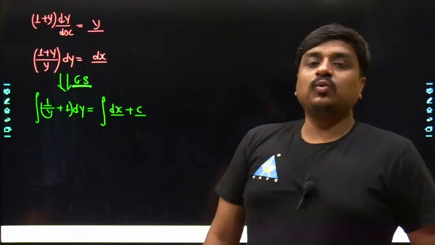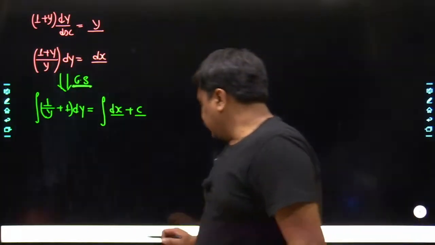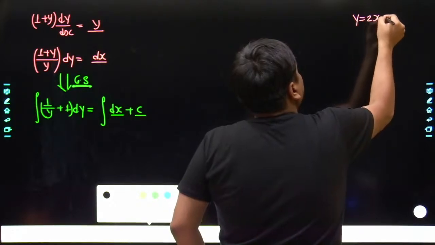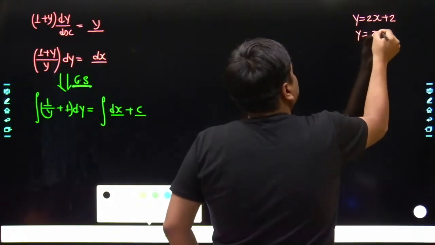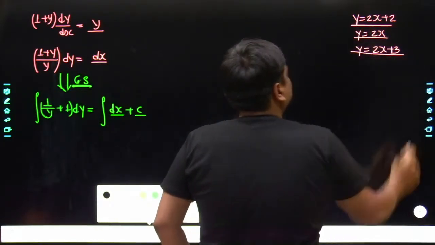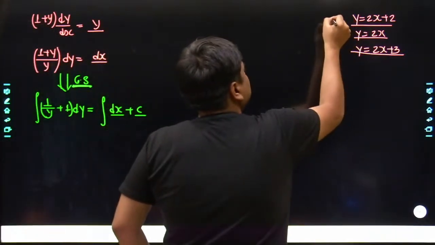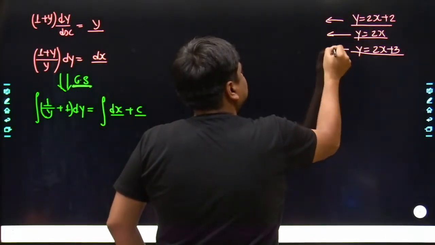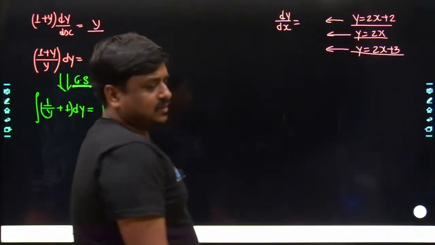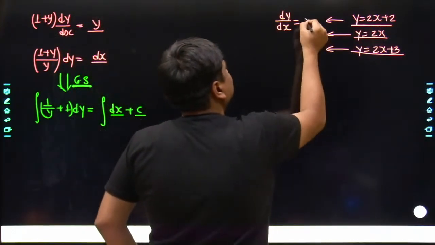Why does this c come when you talk about the antiderivative or the integration? Let me give an example. Like you have an equation y equals 2x plus 2, y equals 2x, y equals 2x plus 3. See, these are simple functions. With the help of these functions, if you want to derive the differential equation which satisfies them, you will take differentiation on both sides with respect to x. Once you take the differentiation on both sides with respect to x, it becomes dy by dx, and it has become just 2.